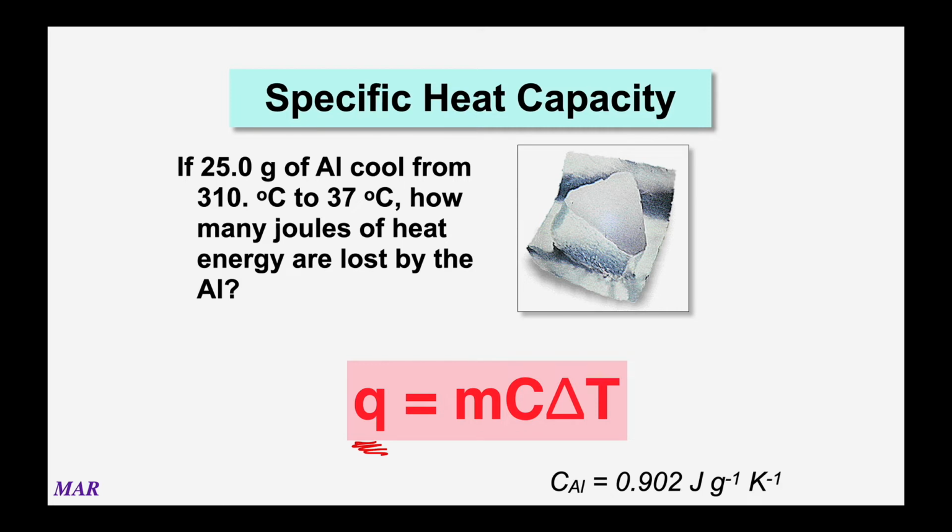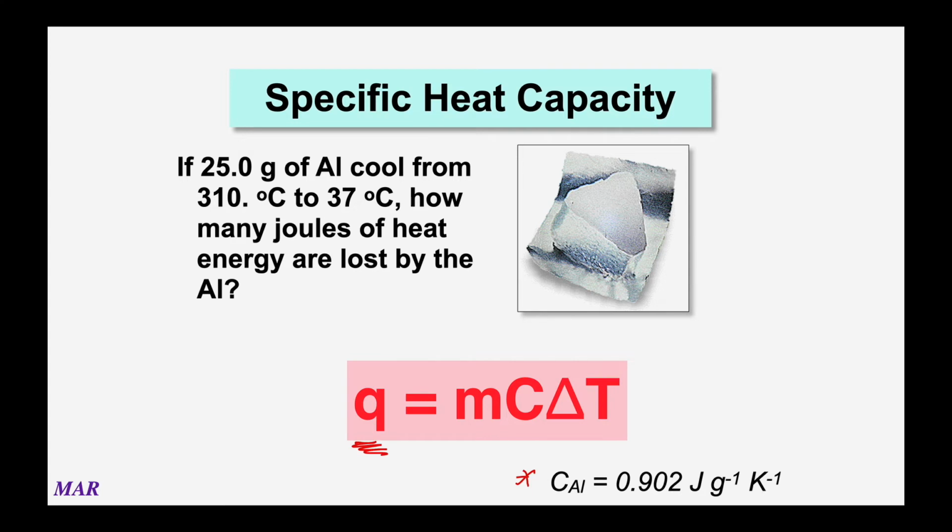And you will need a heat capacity. And I promise to give you heat capacities for everything but liquid water. I really want you to know liquid water. So know it, memorize it, put it in your calculator, whatever you need to do. Aluminum is not liquid water. Aluminum is 0.902 joules per gram Kelvin.